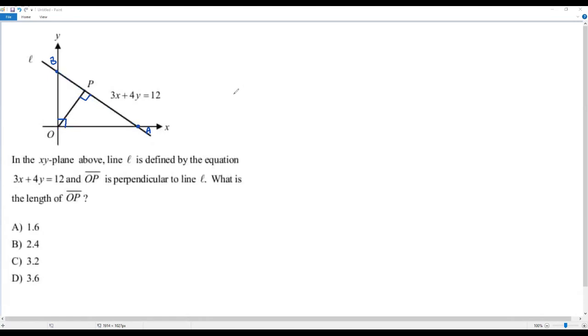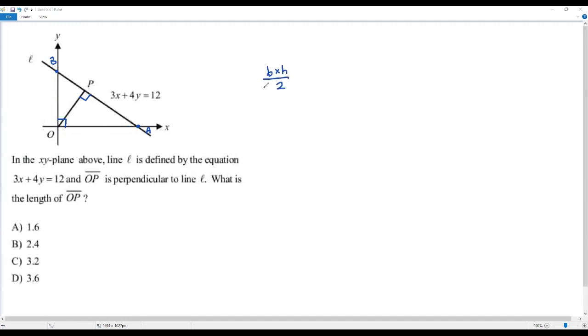Now let's plan how to solve this problem, that is, how to find the length of this line segment OP. Using the equation of line L, I can get the x-intercept A and y-intercept B. Using these, we can get the base OA and height OB of this right triangle OAB. Using this base and height, we can get the area of the right triangle OAB using the formula base times height divided by 2.